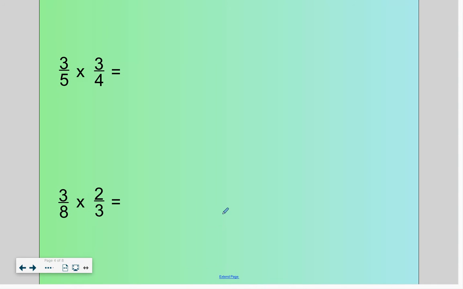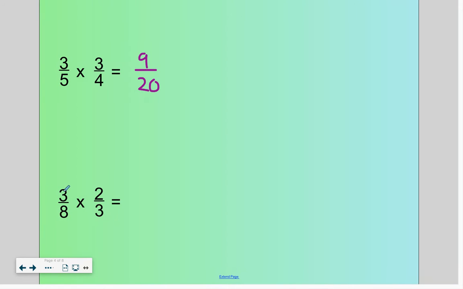Now we are going to multiply a fraction by a fraction. This is the easiest of the fraction operations because you do not need a common denominator. Instead, you can just multiply across. 3 times 3 is 9. 5 times 4 is 20. Your answer is 9/20, and that's in its simplest form, so you're done.